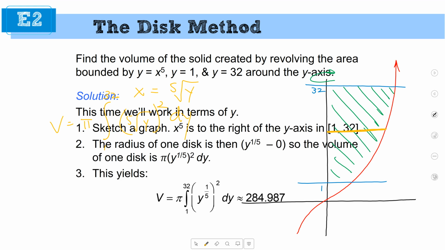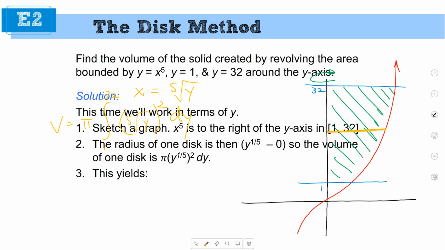So I think I got all that in there. Oh yeah, and I was too lazy, so I used the calculator: 284.987. Any problems? Beautiful. You see how this process is getting more complicated.